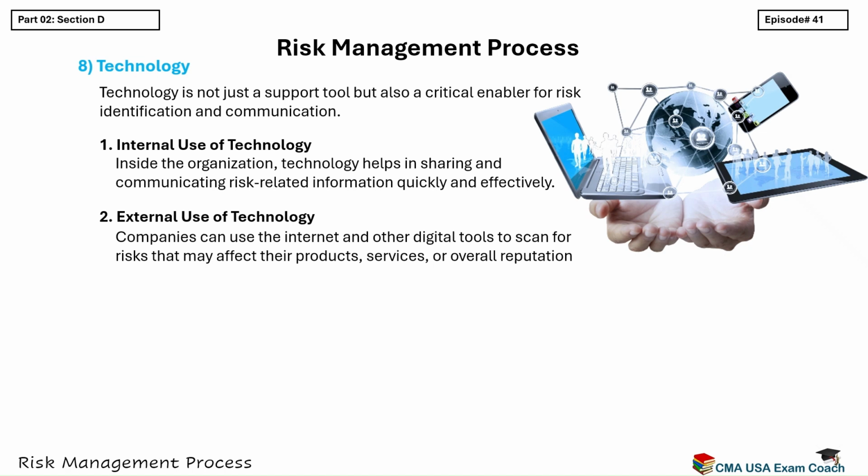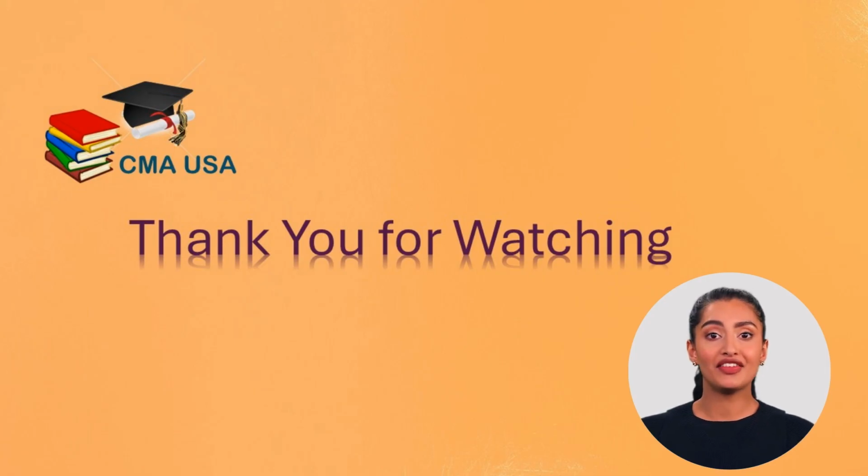So, to summarize, technology is both a communication tool internally and a scanning tool externally. The use of intranet inside the company and internet outside the company ensures that risk information flows smoothly in all directions. So today we covered the first risk management process, that is risk identification. In this session, we discussed the internal and external factors, and we also looked at the different event identification techniques.